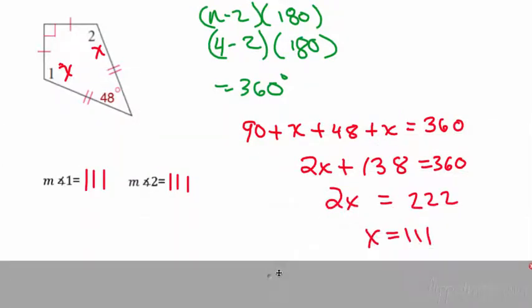You solve it, you get x equals 111. So that's the measure of angle 1 and the measure of angle 2. I'm going to show you a different way to do it now, and maybe this is the way that you did it.